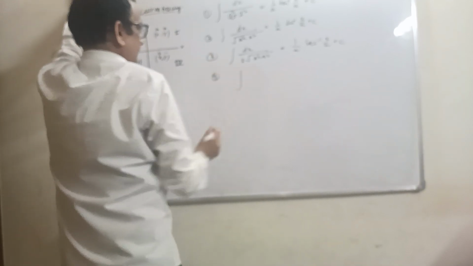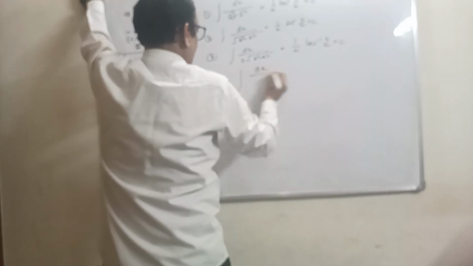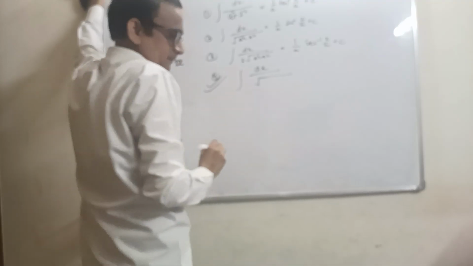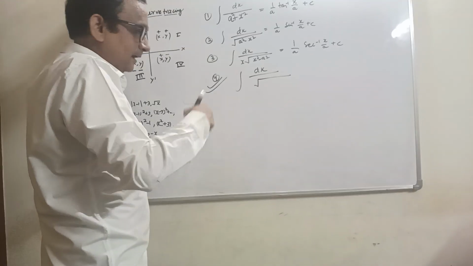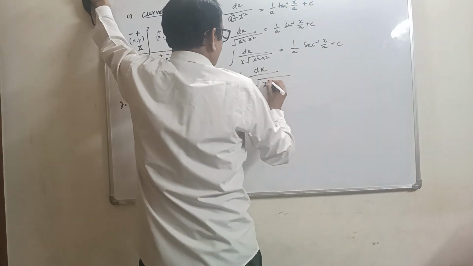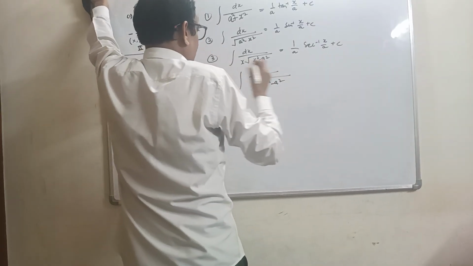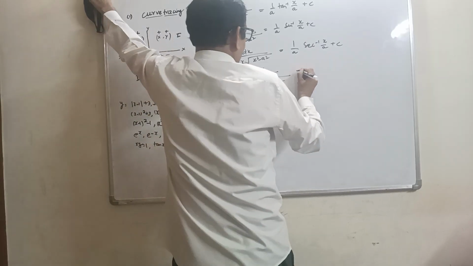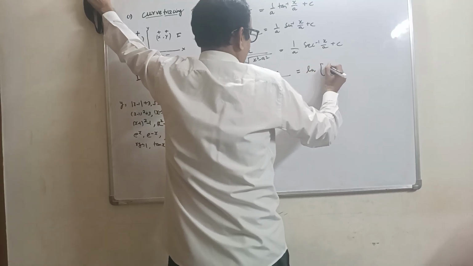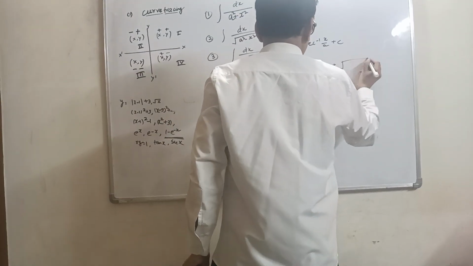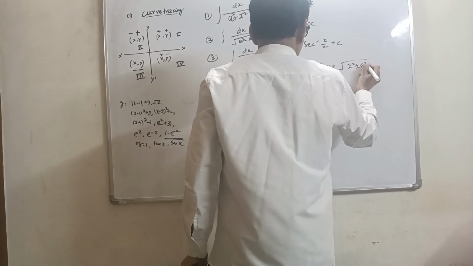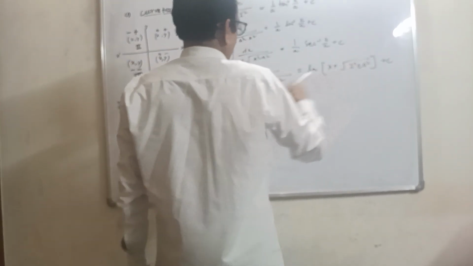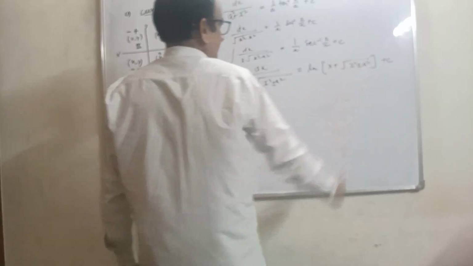So the fourth is dx upon under root x square plus minus a square. This is a very important formula and is used in physics calculations. So this becomes natural log of x plus under root x square plus minus a square plus c. If x square plus a square, then x square plus a square. If x square minus a square, this will be x square minus a square.